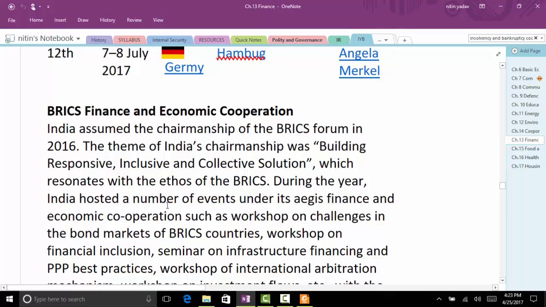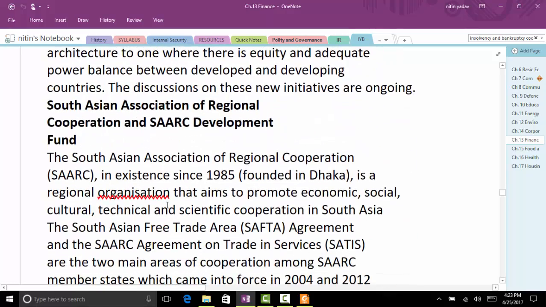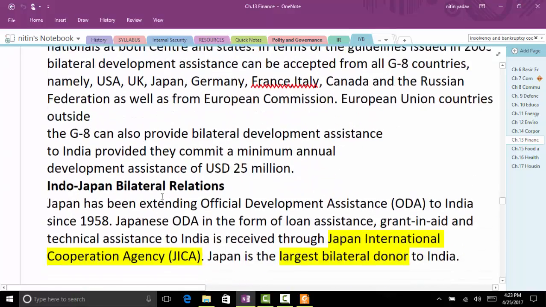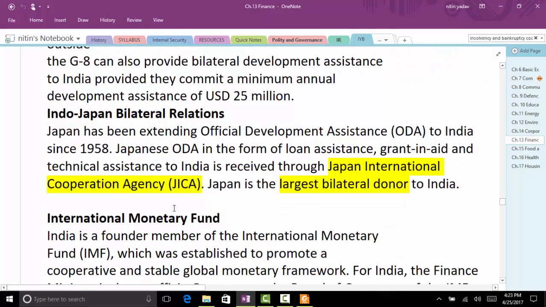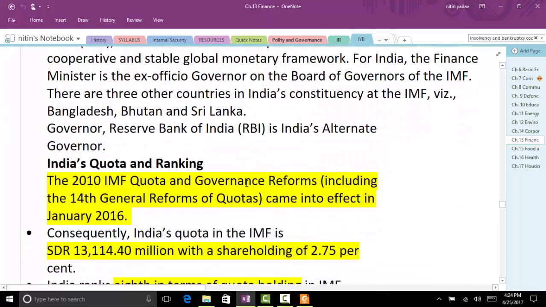So BRICS finance and economic cooperation, you have it regarding the same as SAARC development, no need to go through it much. Indo-Japan relations: they say Japan is the largest bilateral donor to India by way of ODA. So ODA is the instrument by which it does it.